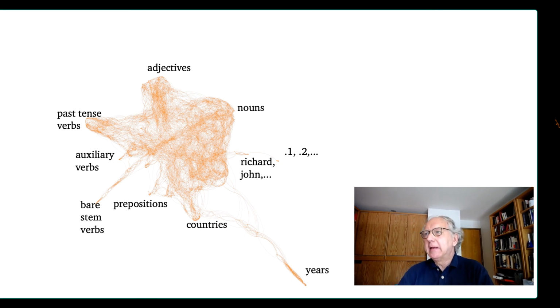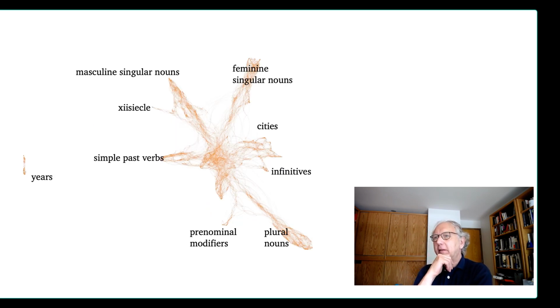Okay. In here is French. Again, I think we looked at that a bit. You can see how various important grammatical categories are pulled out. Prenominal modifiers, plural nouns, not distinguishing masculine and feminine. Oddly, up here, the feminine singular nouns, names of cities, and so forth. Okay, we've looked a bit at that in detail.